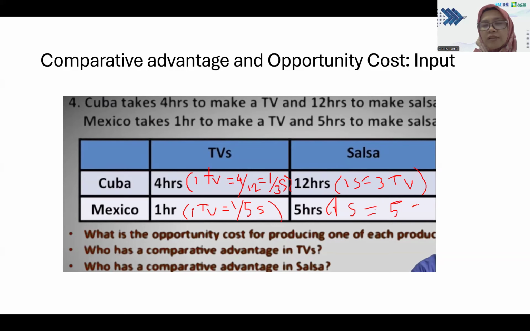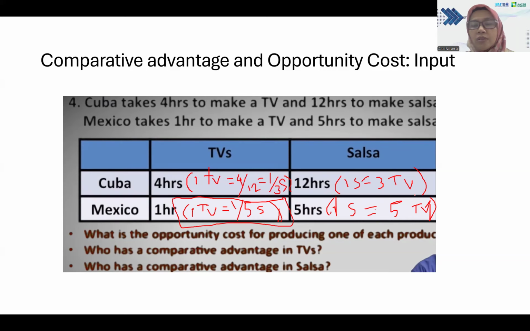So which country has comparative advantage in producing TV? It's the same: the one who has lower opportunity cost. So in this case, Mexico. Mexico has a comparative advantage because it has a lower opportunity cost, 1/5 compared to 1/3.